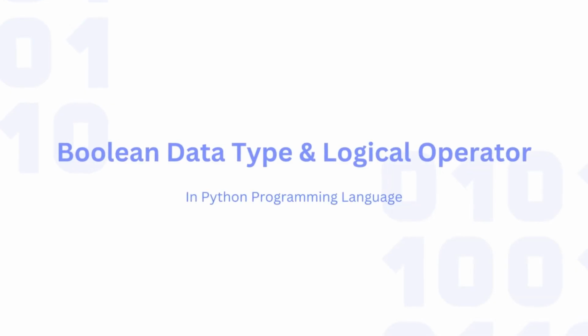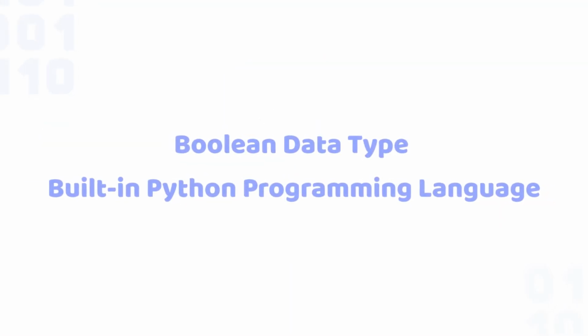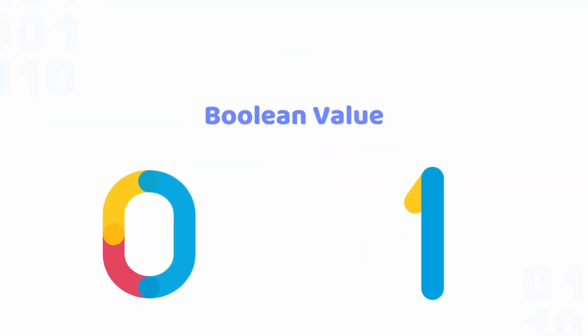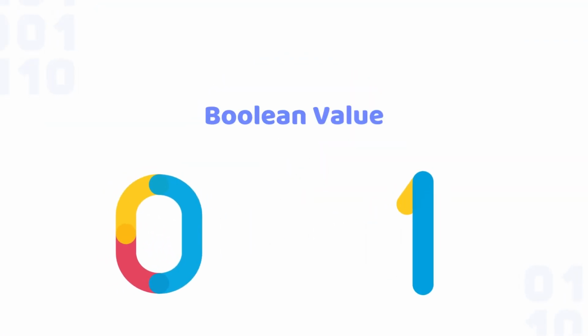Data types and logical operators in the Python programming language. The Boolean data type is built into Python. A Boolean value can be either 0 or 1. 0 can also be referred to as false or off, and 1 can be referred to as true or on.